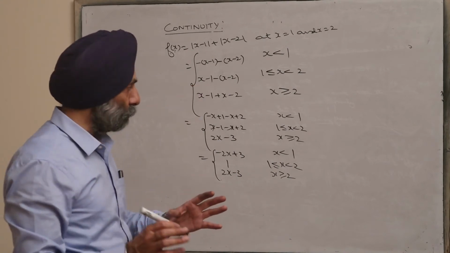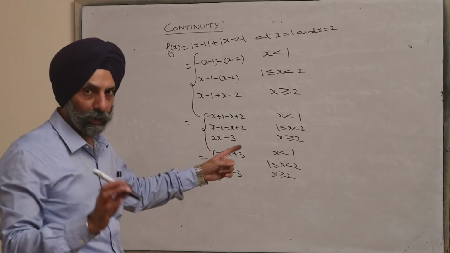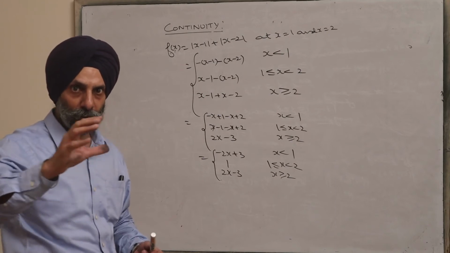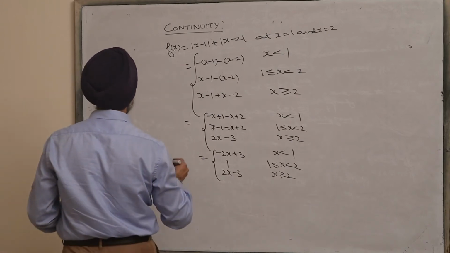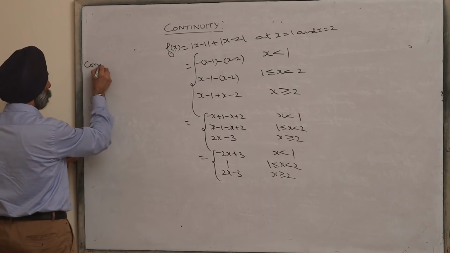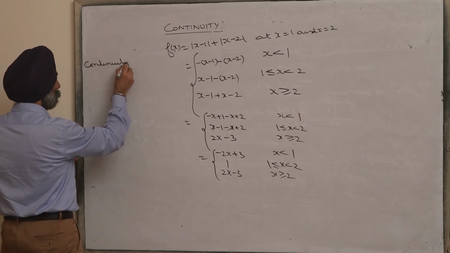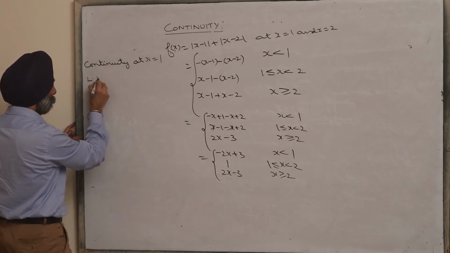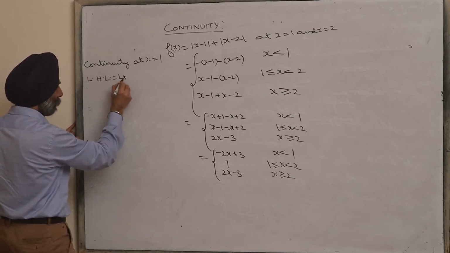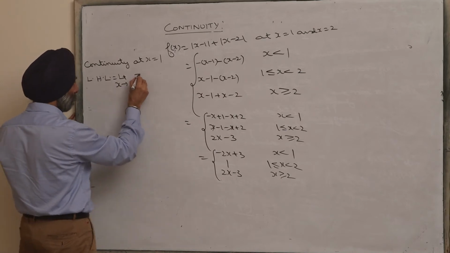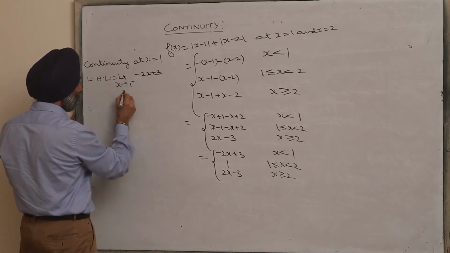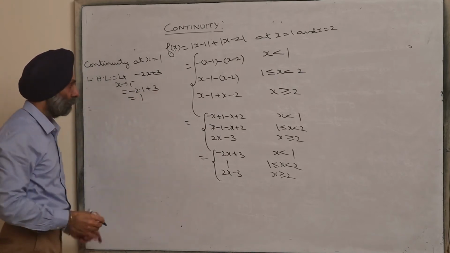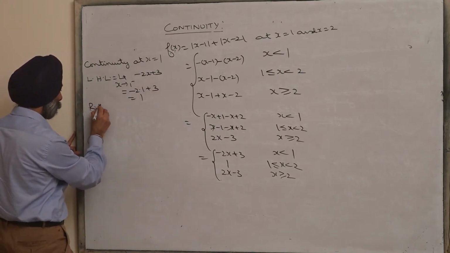Now first I am going to check the continuity of the function at x is equal to 1 and x is equal to 2. Then graphically we will see how the graph of this function is going to be. Now, first is continuity at x is equal to 1. Left hand limit. What is that? Limit x approaches to 1 negative, minus 2x plus 3. So this is minus 2 into 1 plus 3, which is equal to 1. Now right hand limit.